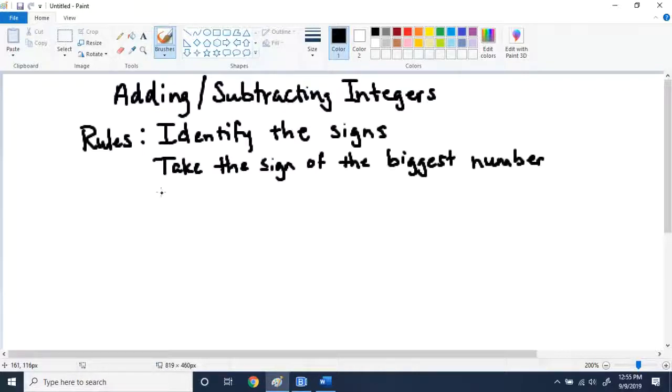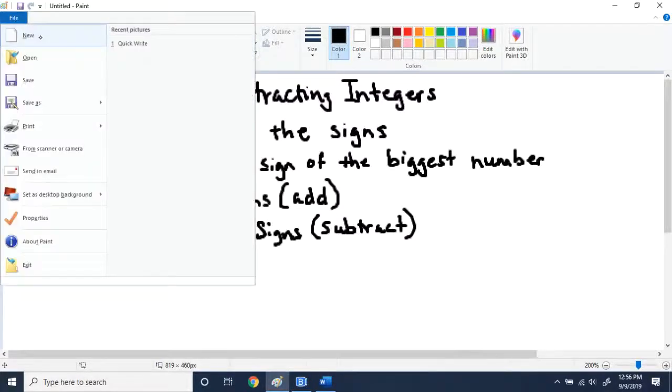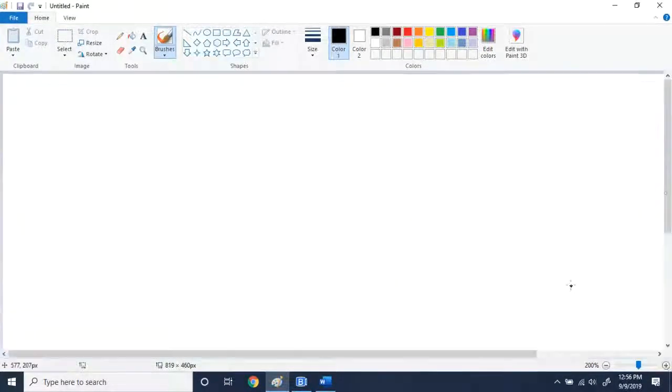If the signs are the same, you're going to add. And if they're different signs, you're going to subtract. And you'll hear me repeat these rules as we go through some examples. So let's look at a few examples.